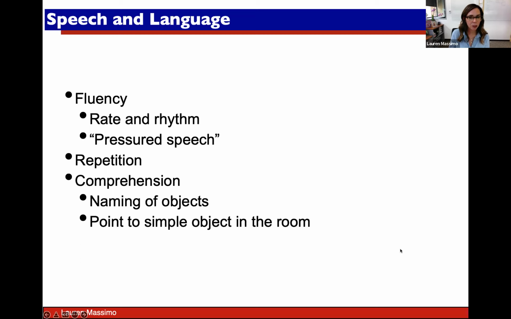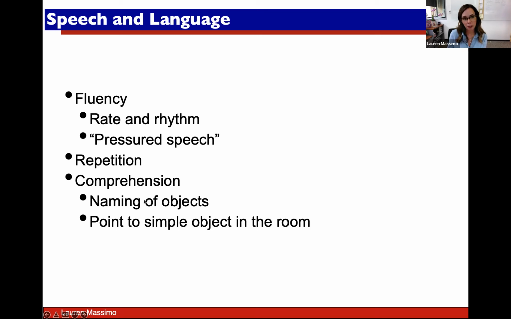Speech and language, so fluent speech generates about 40 words per minute, and it's generally grammatically intact and not effortful. Pressured speech is a tendency to speak rapidly and frenzied by an urgency, and it's sometimes difficult to interpret and can be tangential, so they can move from subject to subject without making the connection between the subjects of the sentences. Repetition is important to evaluate as well. So again, we evaluate that in the MMSE by saying, repeat for me, no ifs, ands, or buts.